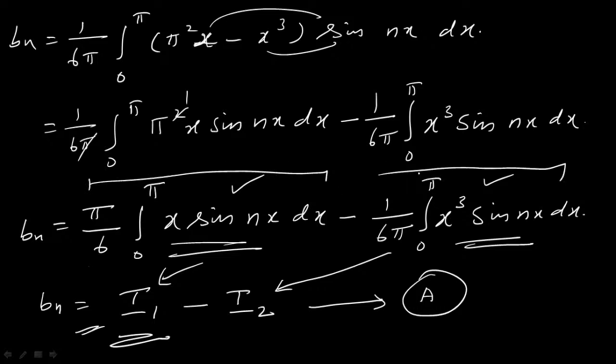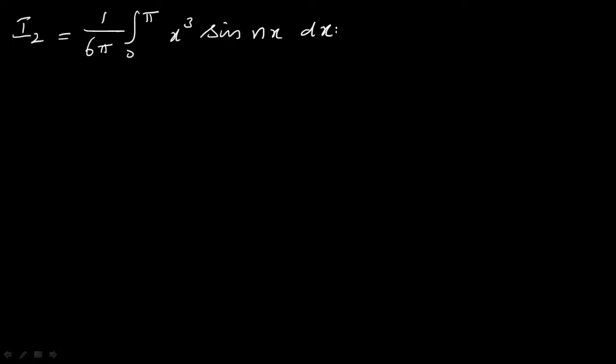We calculate the value of the second integral, and subtracting I1 minus I2 gives you the value of Bn. Now, let me calculate the value of I2. That is I2. What is your second integral? 1 divided by 6 pi, integral from 0 to pi x cube sine nx dx.